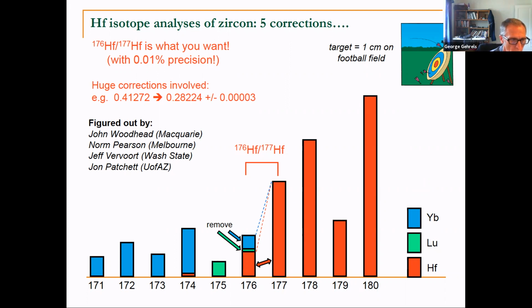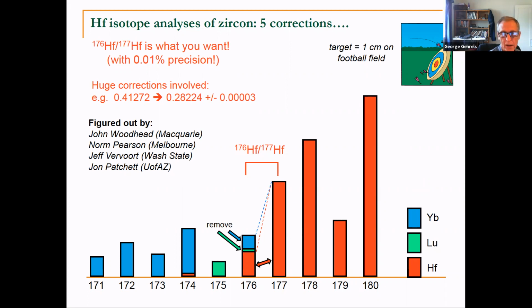And the complexity is that 176 actually consists of a little bit of terbium in blue, a little bit of lutetium in green, and a lot of hafnium in red. And the bad news is that your mass spectrometer can't tell the difference between blue, green, and red. All it can do is measure 176. So if you come along today and you measure 176, 177 of your zircon, it's not going to be hafnium 176, 177. It's a mixture of hafnium plus terbium plus lutetium 176 divided by 177.